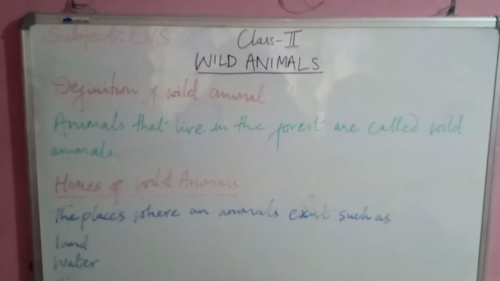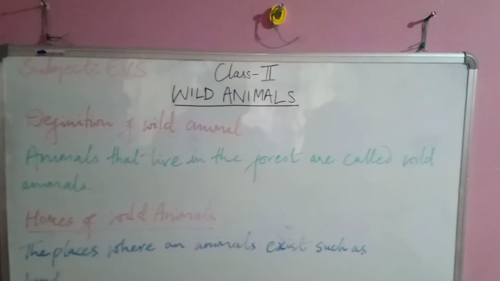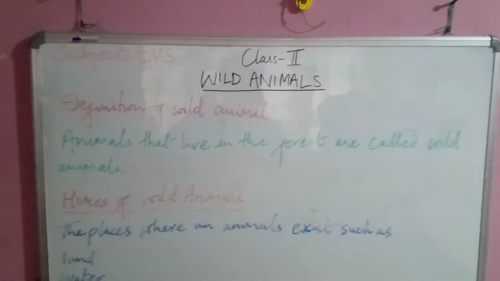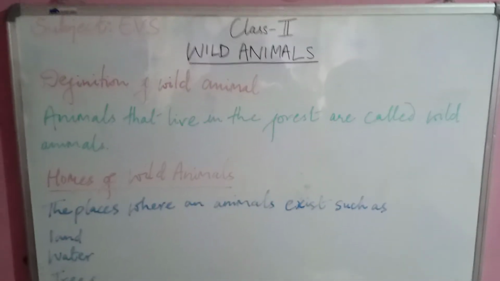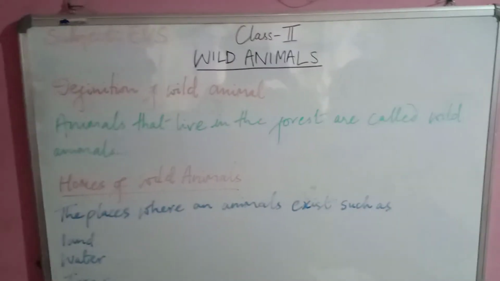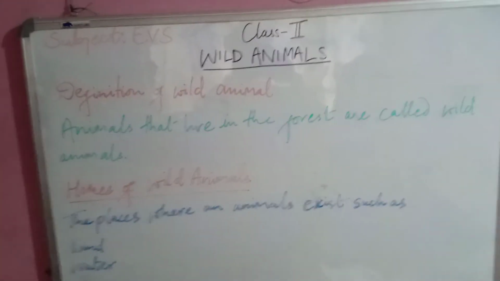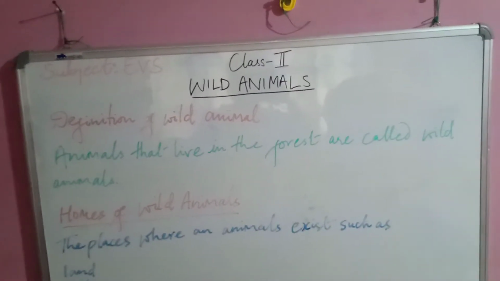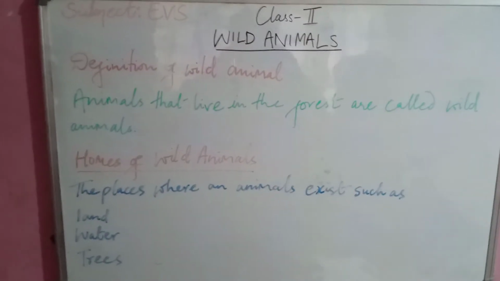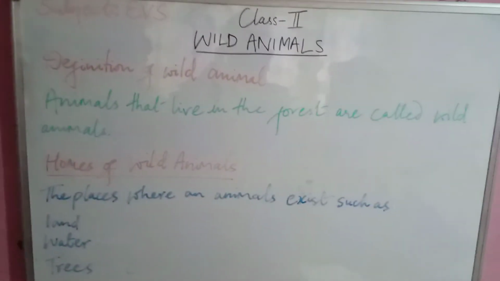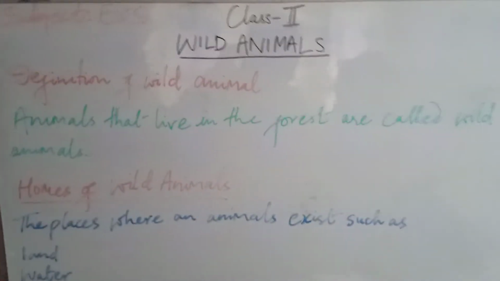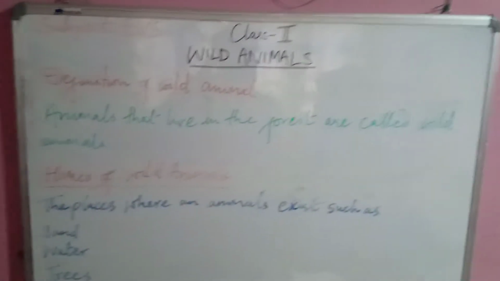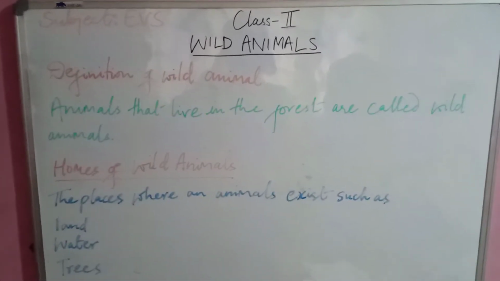So what exactly are wild animals? The animals that live in the forest are called wild animals. So this will be your definition for wild animals. Those animals which live, eat, and exist in the forest are called wild animals. You have a picture over here in your textbooks. As you can see, all these kinds of animals who live in the forest are called wild animals.